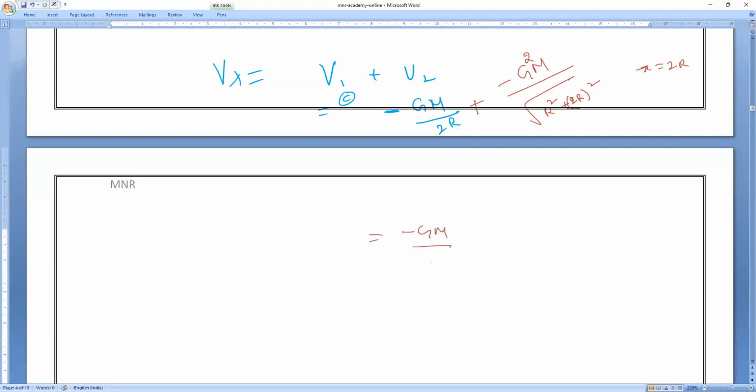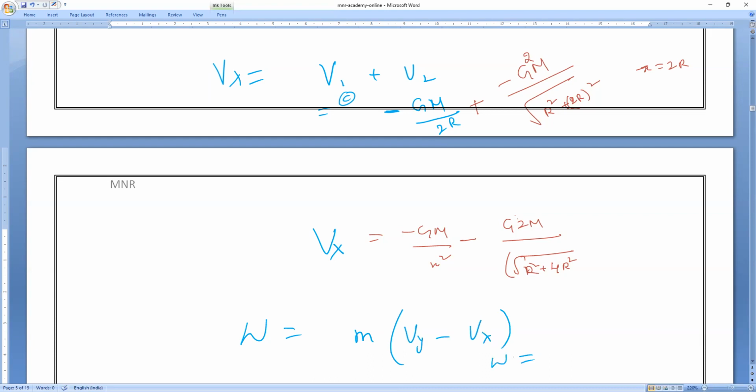So minus Gm divided by r square plus, minus G into 2m divided by r square plus 2r square, and 2r square means 4r square. Am I right, guys? Yes. So this is how you have to find the Vx and Vy. Now substitute it in the formula for Vy as well as Vx, so that finally you will get the work done by the external force. So solve it and tell me that also.